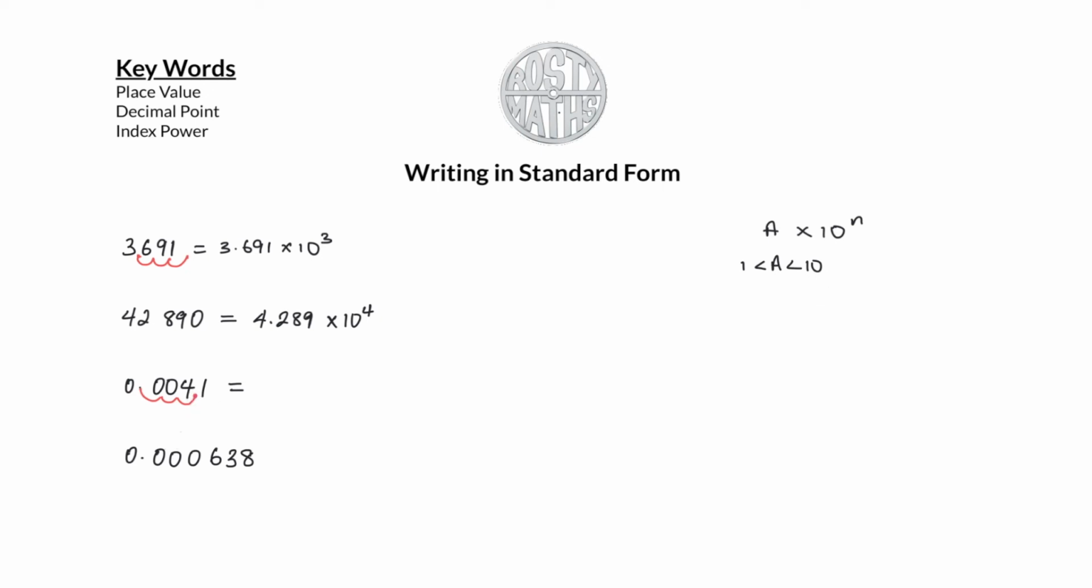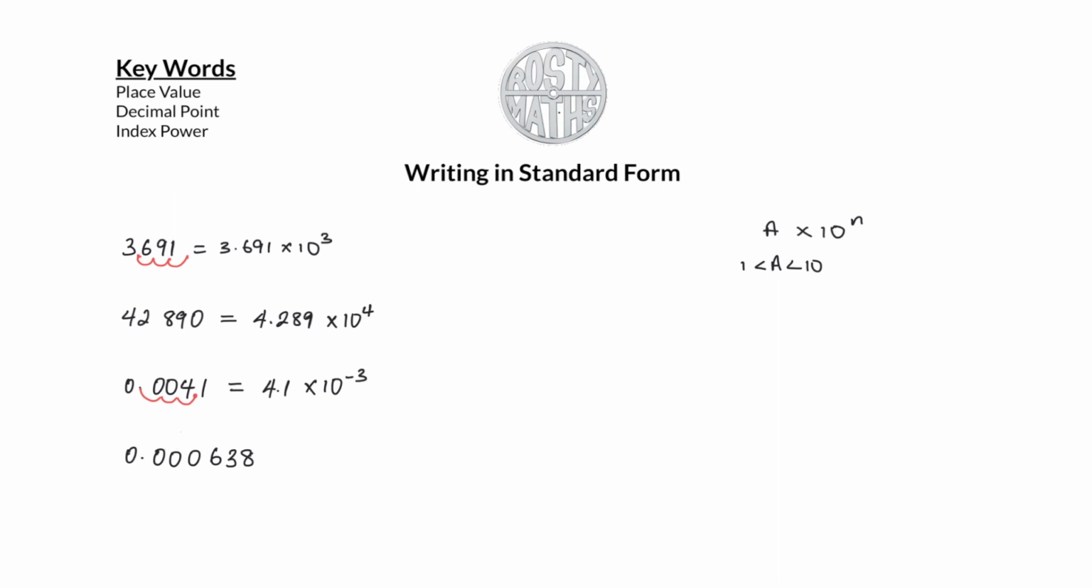So this now will become 4.1 times 10 to the power negative 3 this time. Why negative 3? Because we know that once the numbers get smaller, we're dealing with decimal places, we have negatives. I will deal with this a bit more in my next video.